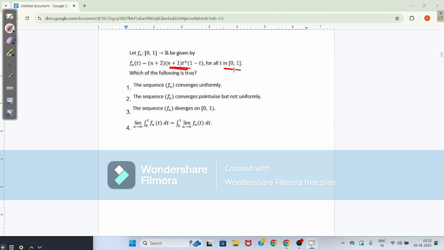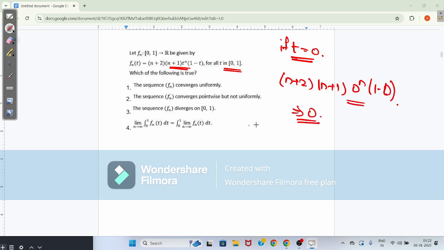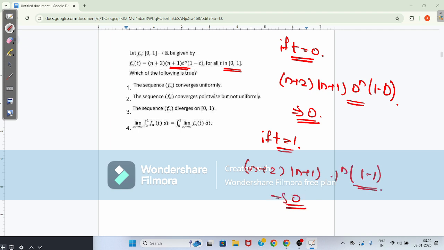Now consider we have to find this value. Consider t equal to 0 here, substitute in this value: n plus 2 into n plus 1, 0 power n into 1 minus 0. What will we get? 0. Okay, if t is equal to 1 here, what will we get? n plus 2 into n plus 1 into 1 power n into 1 minus 1. This value equals 0, so this value is also 0. Okay, when you put these two values, the value becomes the same, so it converges pointwise here.